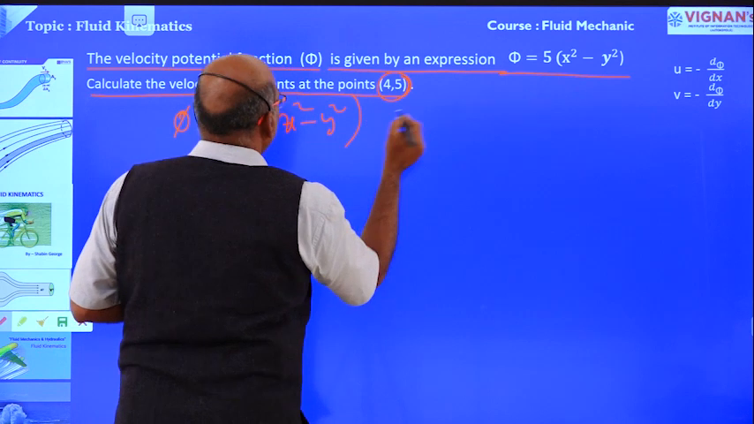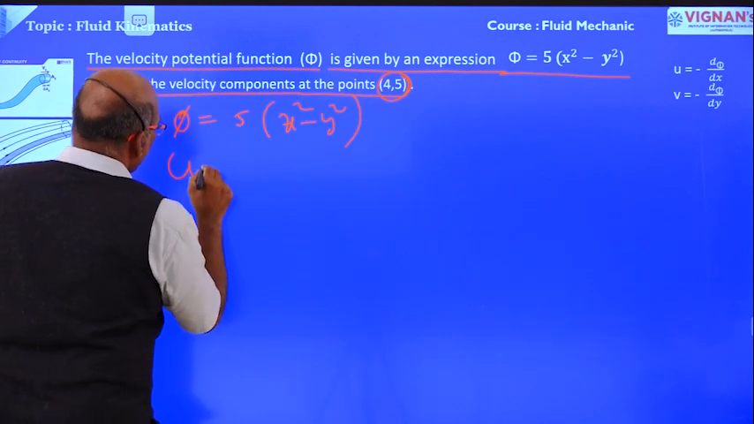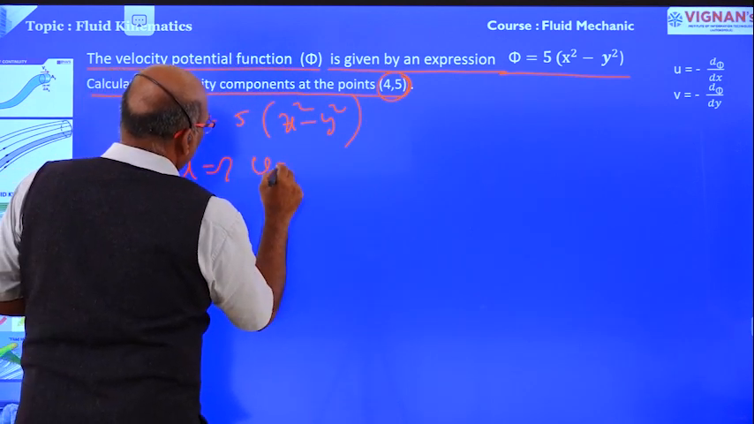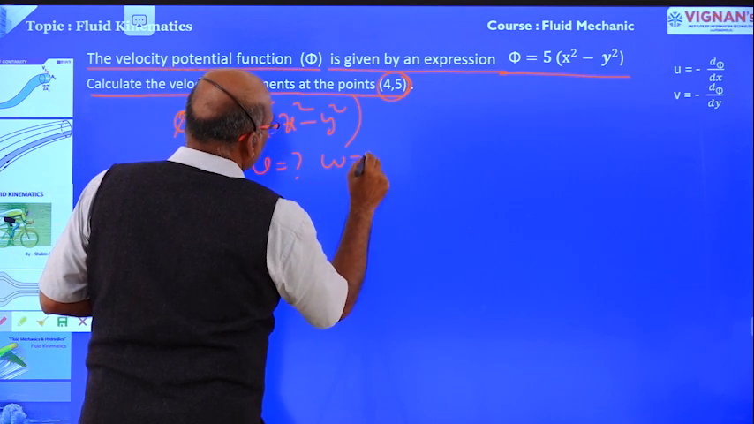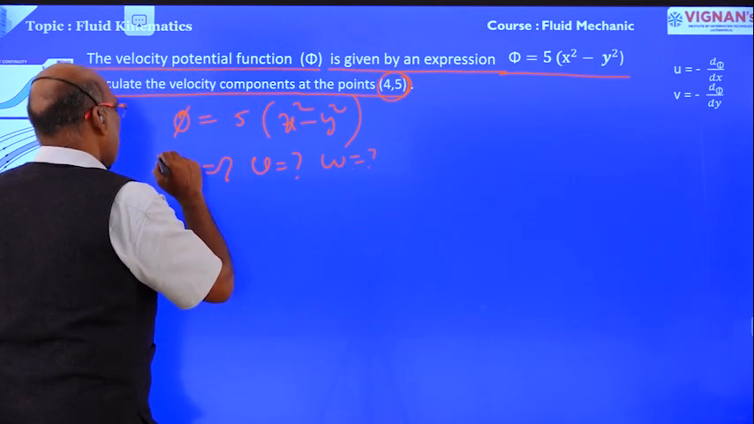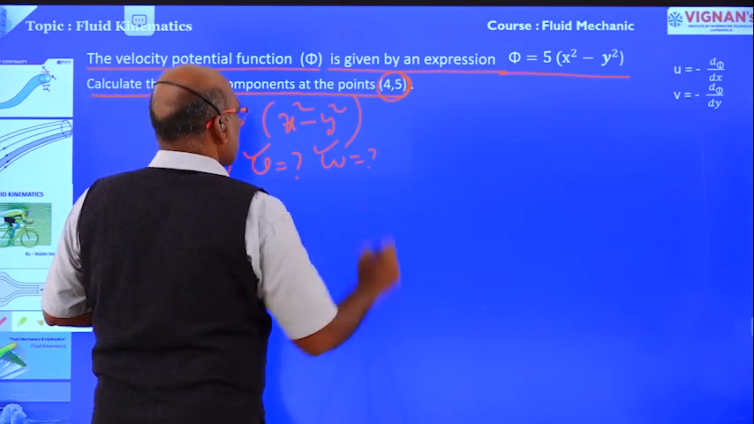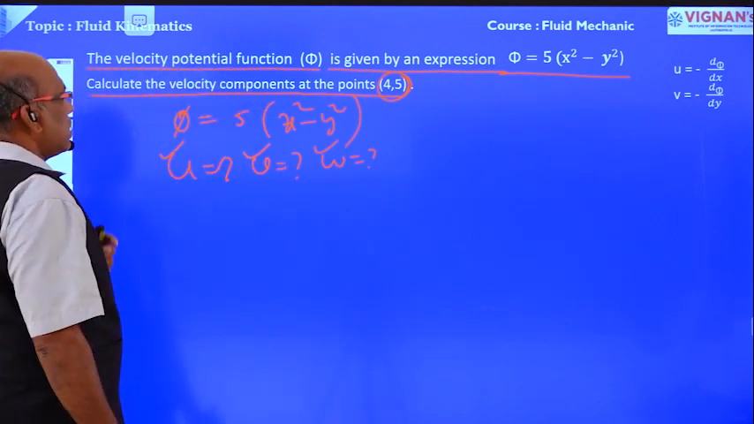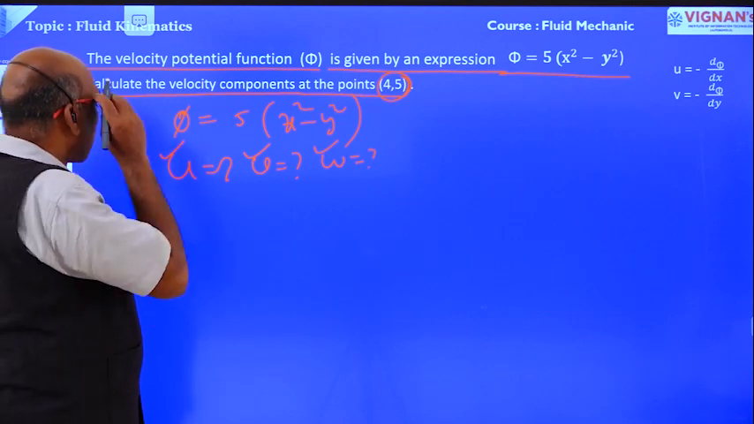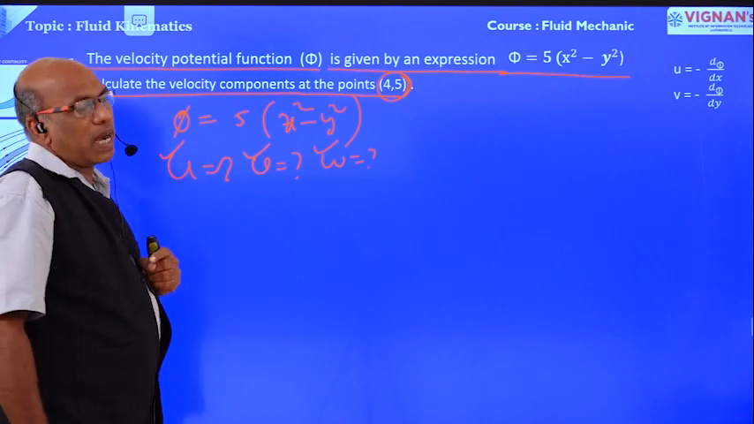Calculate the velocity components, which means what is u, what is v, and what is w. That means the velocity component in x direction, the velocity component in y direction, and the velocity component in z direction. Okay, right. So we know one standard formula.